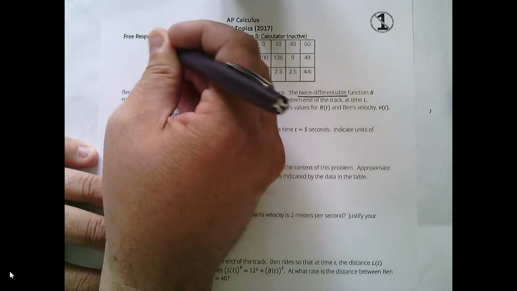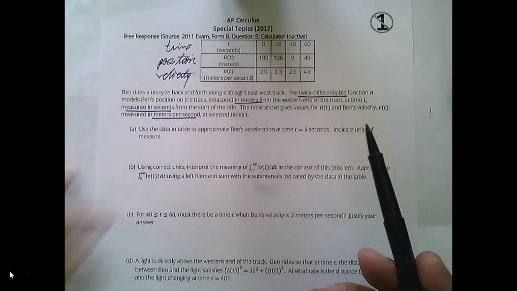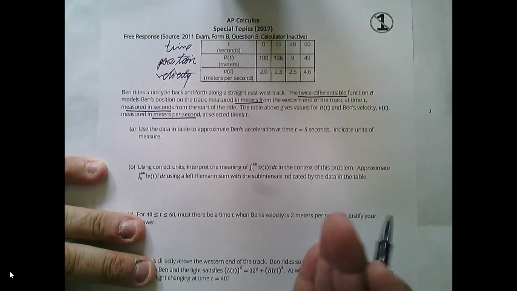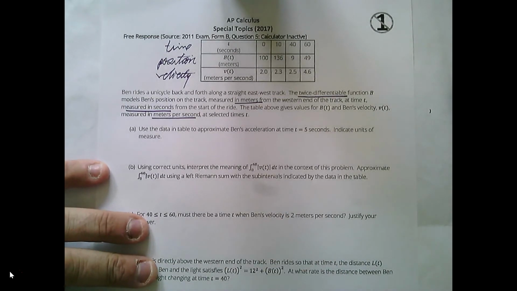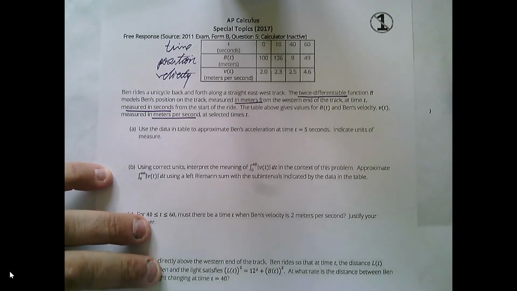And v of t is his velocity, and of course t is time on this interval. A, use the data in the table to approximate Ben's acceleration at time t equals 5. All right, we are pros with questions like this. We have to be pros when it comes to questions like this. I filmed so many of them.